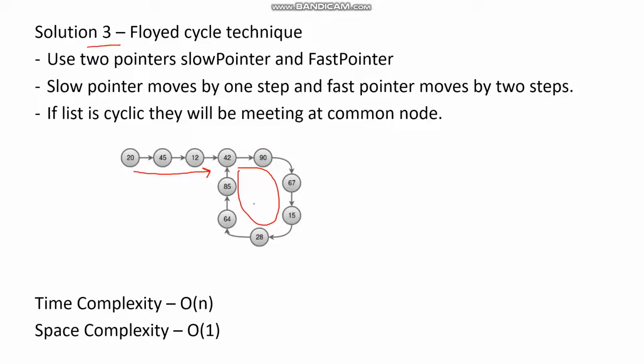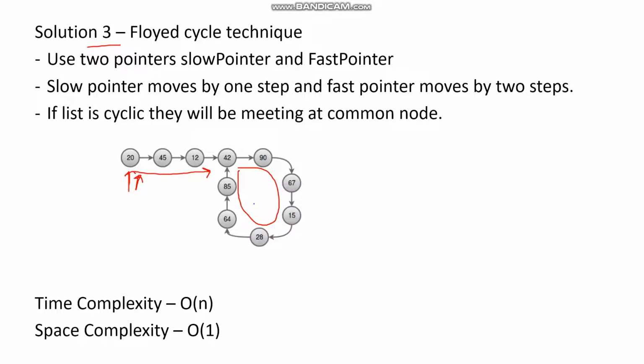Now this is the third solution. We call it the Floyd cycle technique. In this technique we use two pointers, one is a slow pointer and one is a fast pointer. Initially both the slow pointer and the fast pointer point to the head, and then we move the slow pointer one step and the fast pointer two steps.